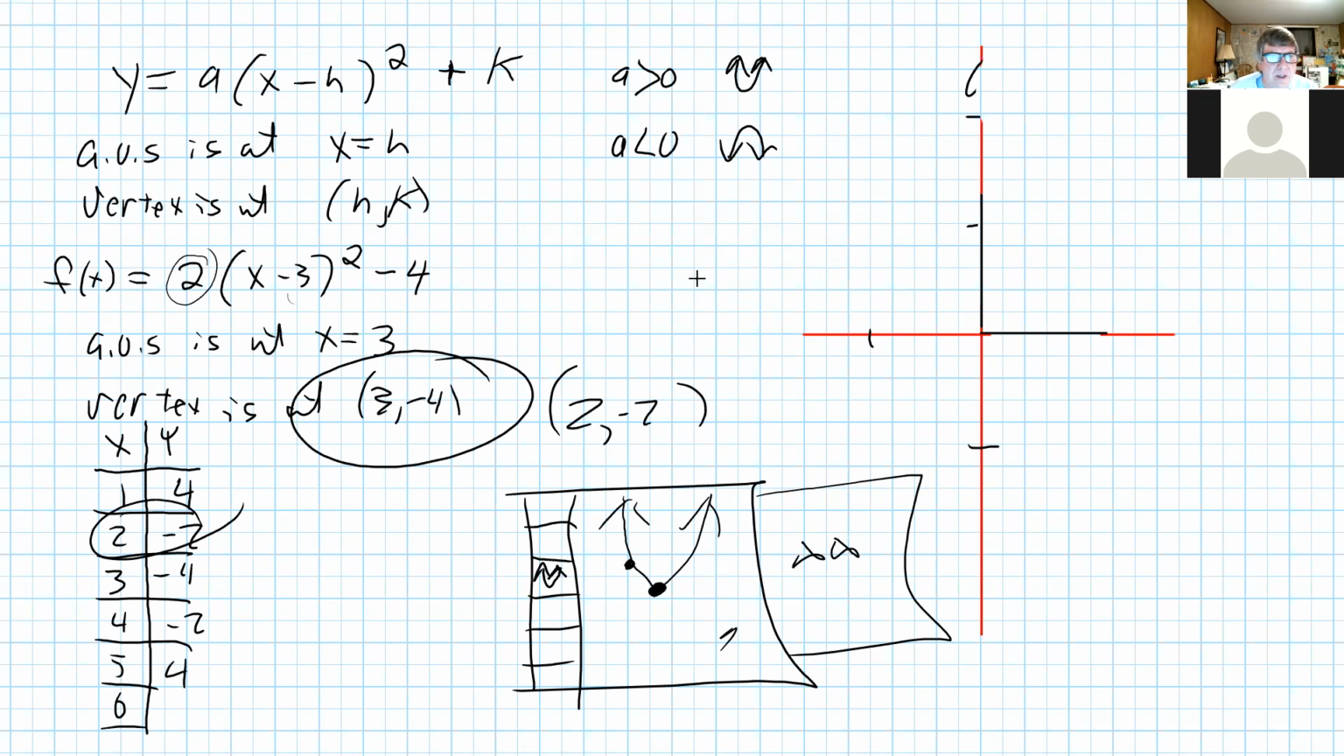Okay, let's take a look at another situation. Let's take a look at the second form of a parabola.